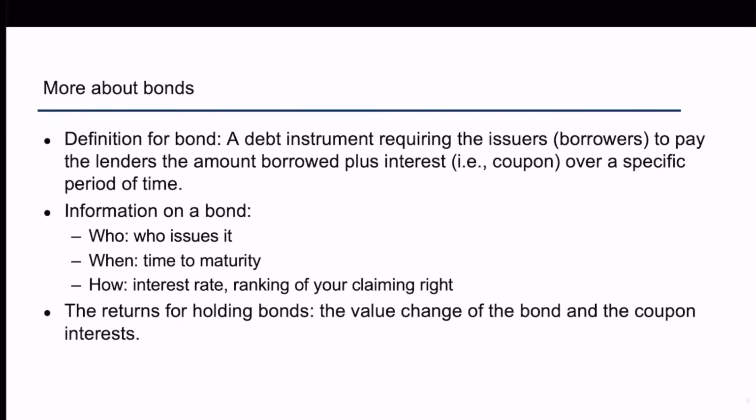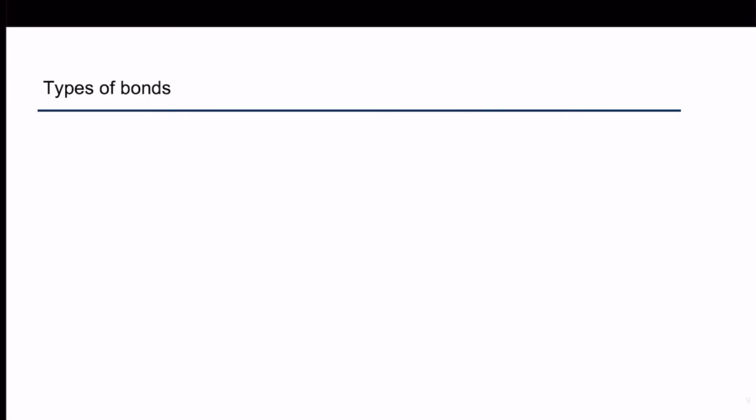Then in that case, if you are buying the priority bonds, you are going to get your money back first. Those people that buy the regular bonds are not going to get the money back, because their ranking of the claiming right is after those people buying the priority bonds. So then what are the types of bonds?